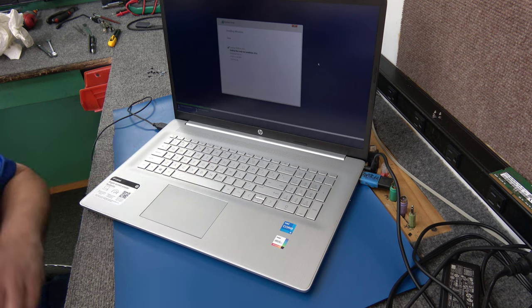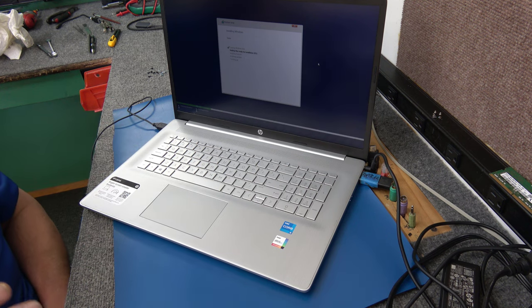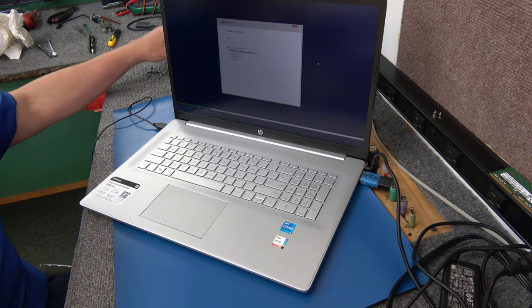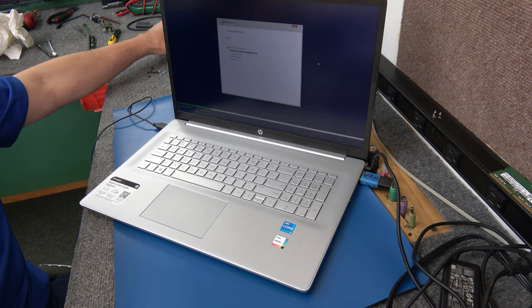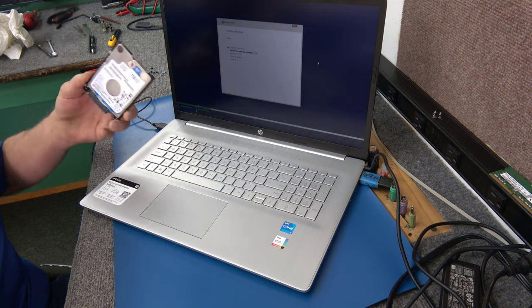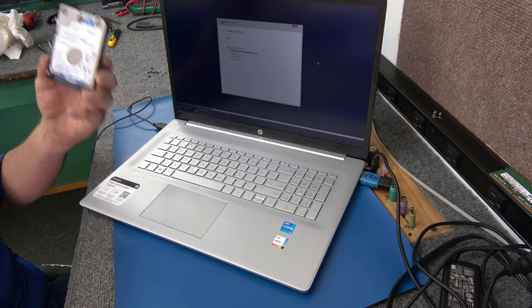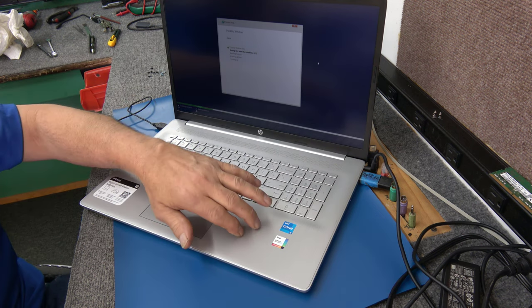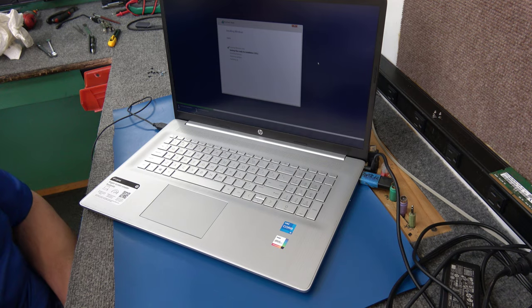We got 32 gigs of DDR4 RAM now, 1 terabyte NVMe SSD versus, you know, 12 gigs of DDR4 and a clunky 1 terabyte hard drive that HP put in there. They probably got a ton of these laying around. They're just trying to get rid of. Plus, they can sell the laptop probably just a hair cheaper that way.